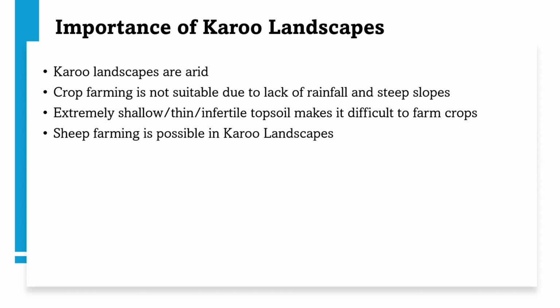Let's look at the importance now of the Karoo landscapes, because all we were doing here are Karoo landscapes. The Karoo landscapes are arid. It just means that the climate there is arid. It is a dry climate. There is less rainfall, so crop farming is not suitable due to the lack of rainfall. This lack of rainfall just means that it is not suitable for farming, and there are also steep slopes. Those steep slopes actually disallow people to farm crops.